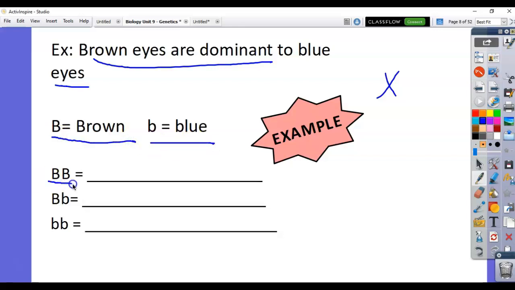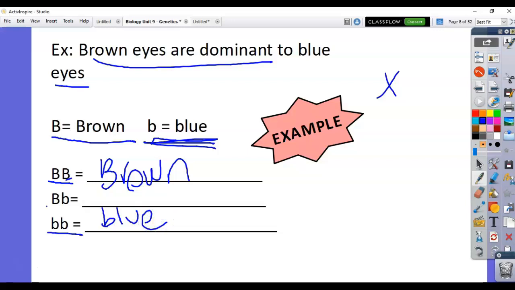So if I have two capital letters, what color eyes am I going to have? They're both capital, they're both the same, so they have to be brown, right? If they're both the same, they're just whatever that letter represents. If I have little b, two little b's, what's it going to be? It would be blue.